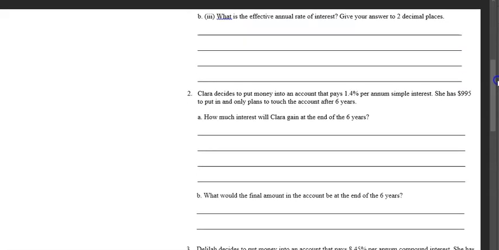So the next question, what is the effective annual rate of interest? Again, giving the answer to 2 decimal places. So the R of E, all that's equal to is the R of F, which is the flat rate, which we just found out, times 2 times n over n plus 1.